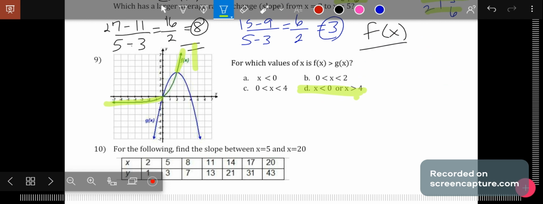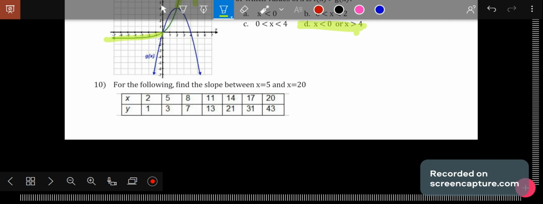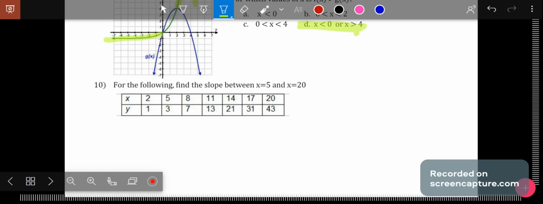Number 10 is asking us to find the slope. So we're going back to our formula. y2 minus y1 over x2 minus x1 is giving me my x values. So 20 minus 5. And then we just look in the chart. The value that goes with x equals 20 is 43. The value that goes with x equals 5 is 3.